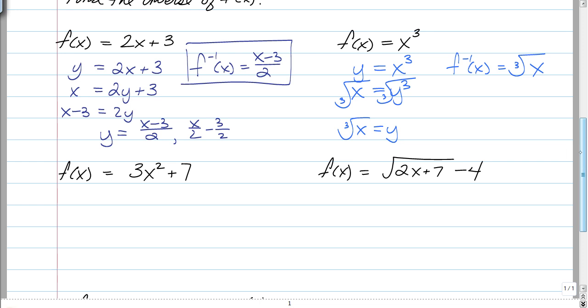So here's 2 more. You get to try these 2 on your own and see if you get the correct answer. Give them a try.